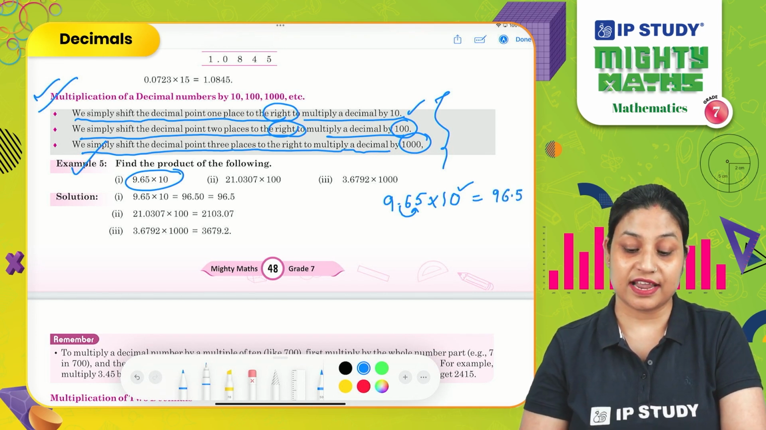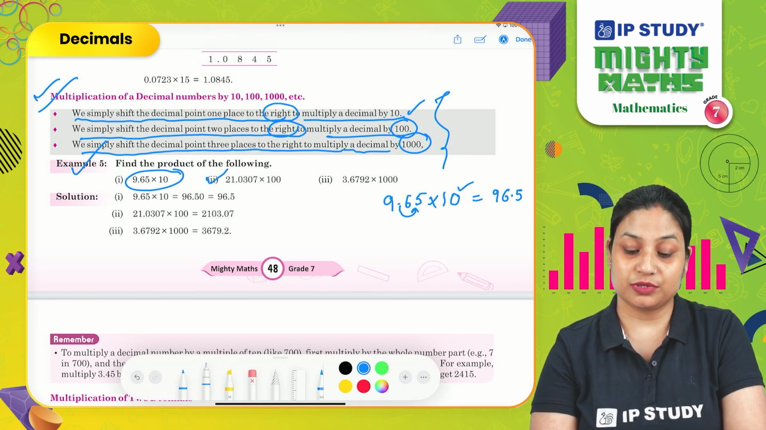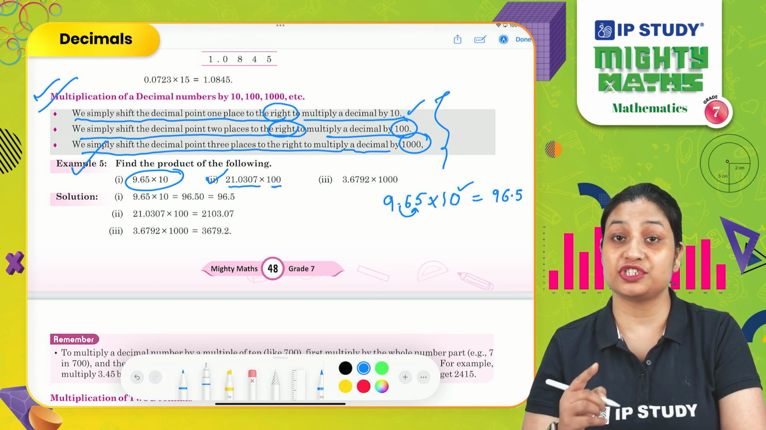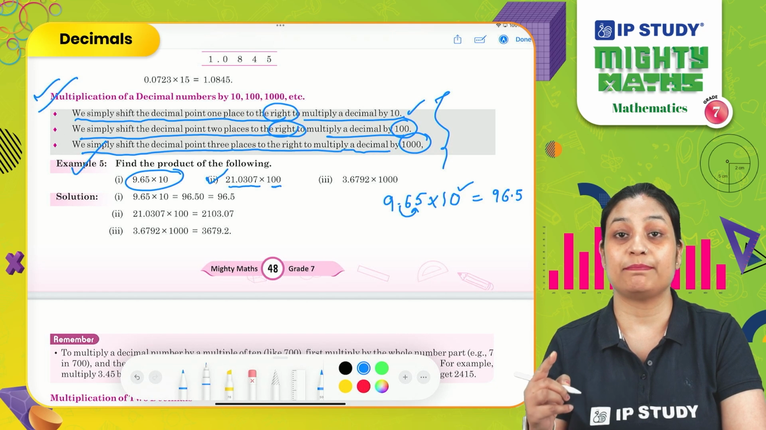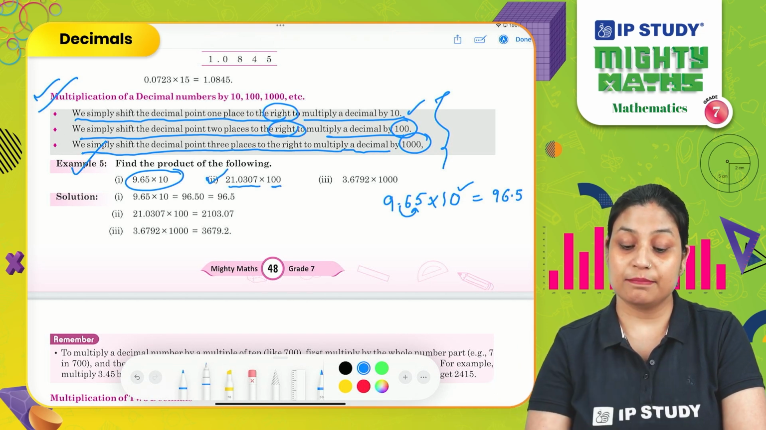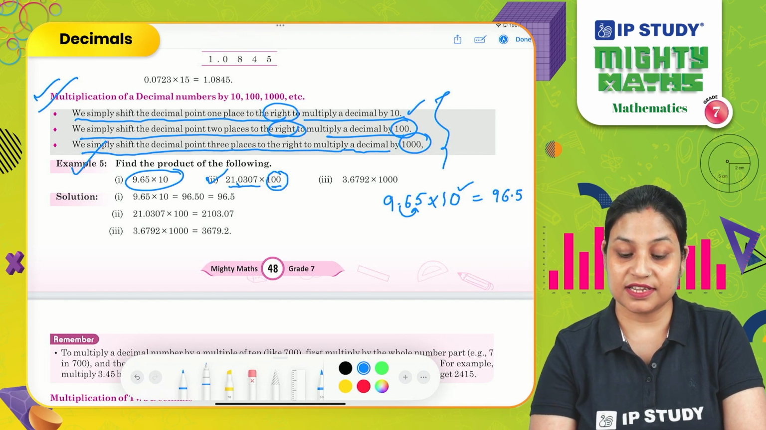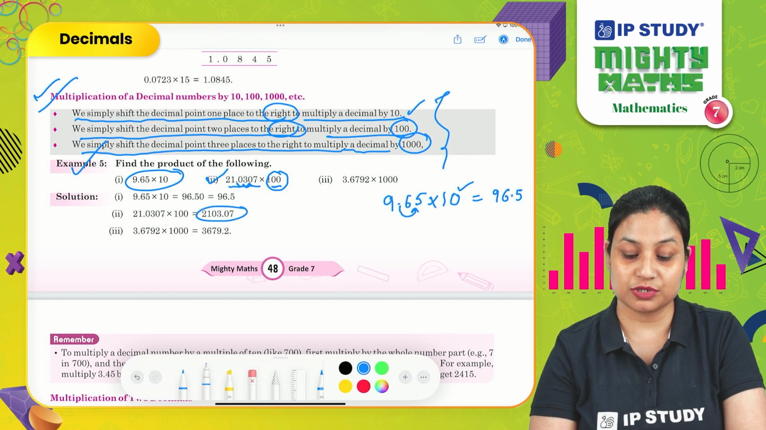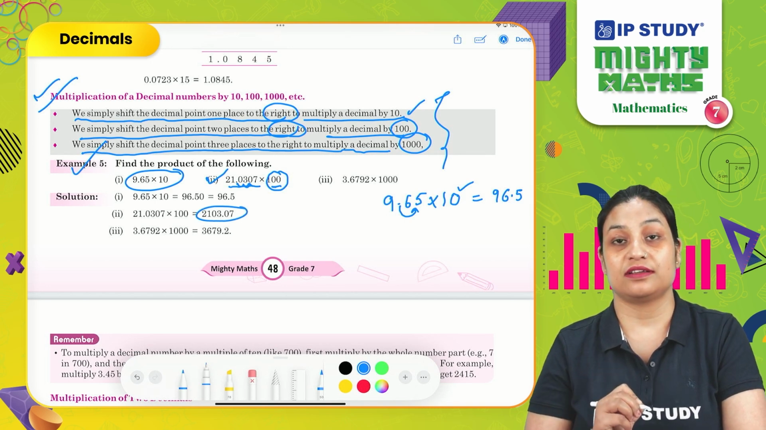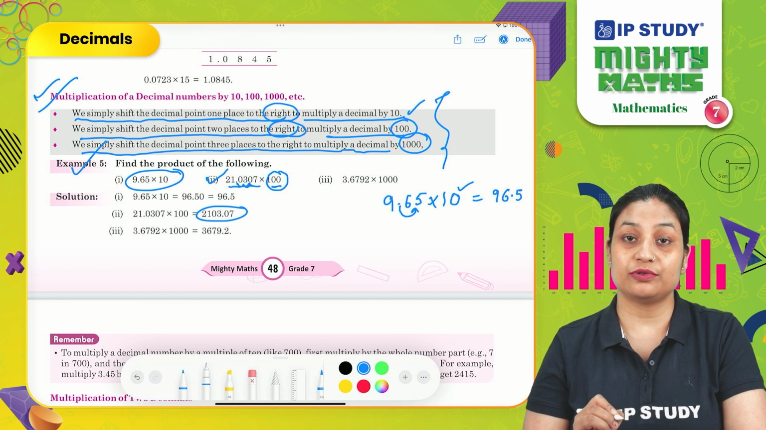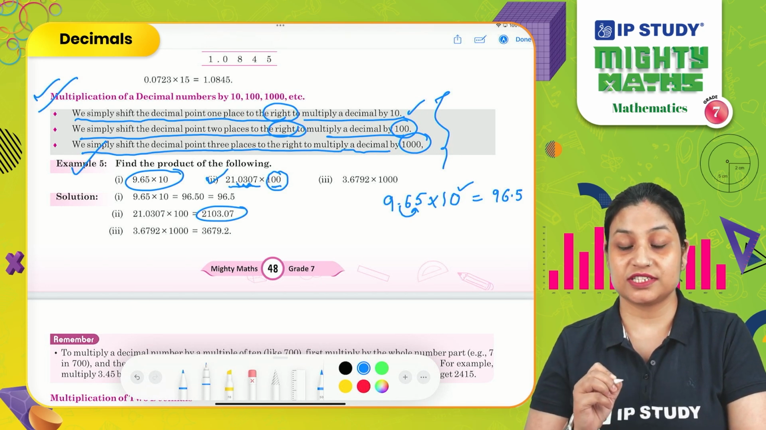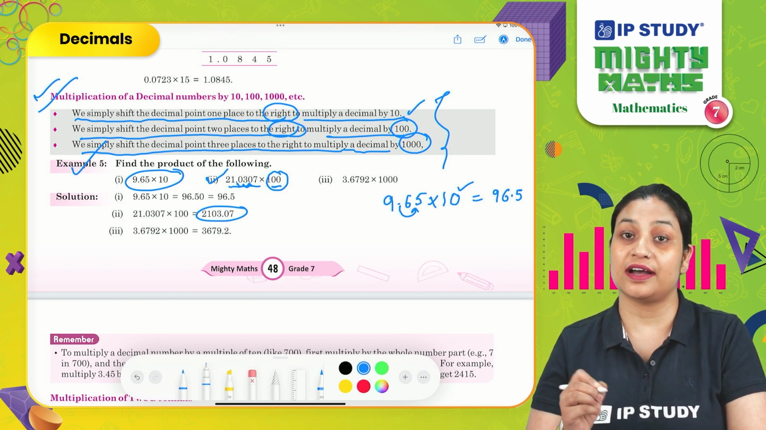Now let's take another scenario. Let's take the second part of this. Suppose you are going to multiply 21.0307 by 100. How many places do you have to shift towards the right? You have to shift the decimal place towards the right by 2 places. Why? Because you are multiplying this number by 100. So what is your result over here? You will get 2103.07. So this is how you multiply a decimal number by 100.